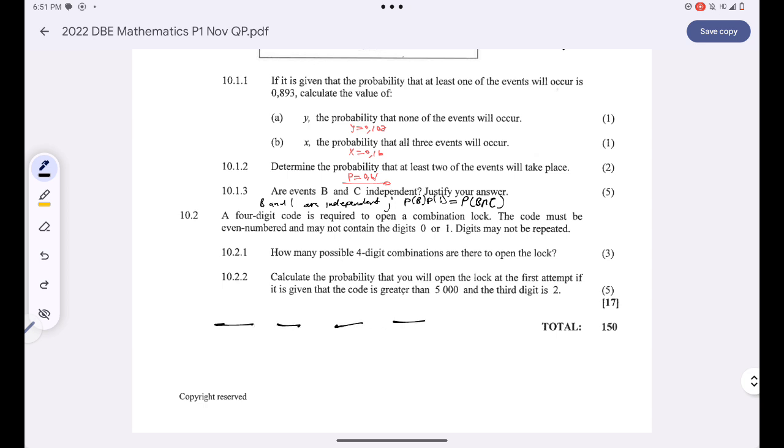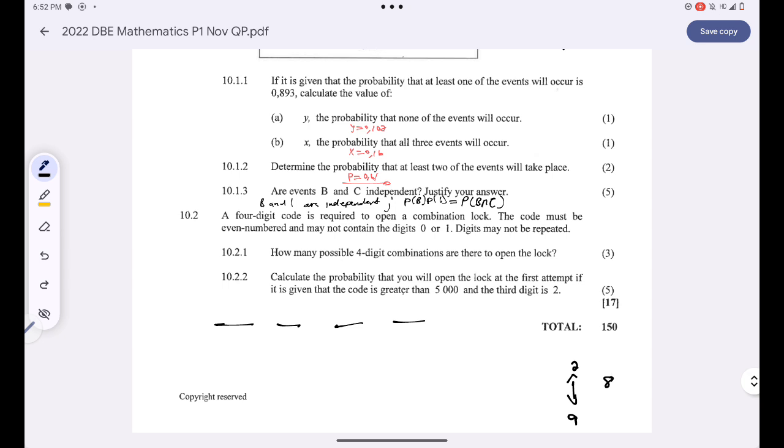Like this. And since it's a digit code, how many digits do I have? I have 0 to 9. In total, that means I have 10 digits altogether. But in my 4-digit code, I must not use digits 0 and 1. So this simply means that I will only need digits from 2 until 9. So the number of digits that I will be using, I'll be only using 8 digits.